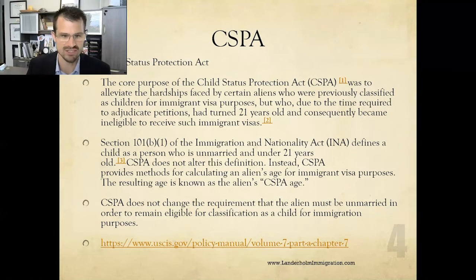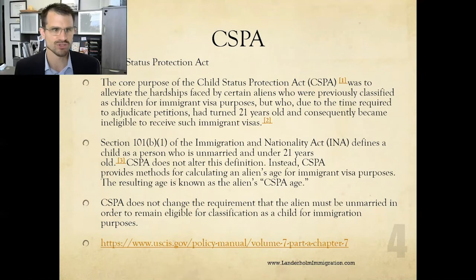And so I'm just going to read this. This is straight from the USCIS policy manual. And it says, quote, the core purpose of the Child Status Protection Act, or the CSPA, was to alleviate the hardships faced by certain immigrants who were previously classified as children for immigrant visa purposes, but who, due to the time required to adjudicate petitions, turned 21, all right? And therefore, theoretically, were ineligible to receive such visas. So what this section does, I'm just going to keep reading here.